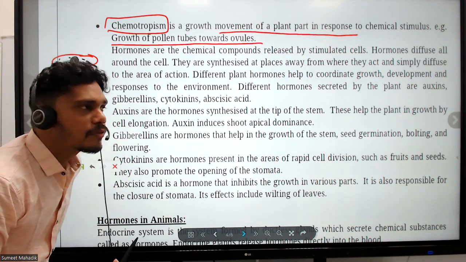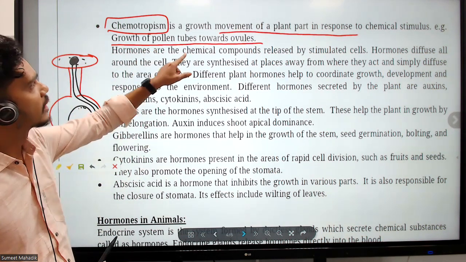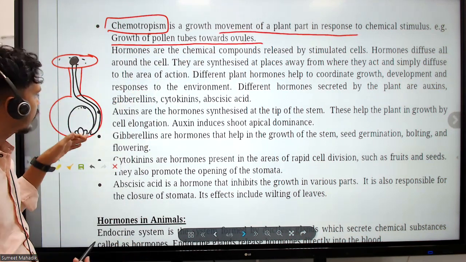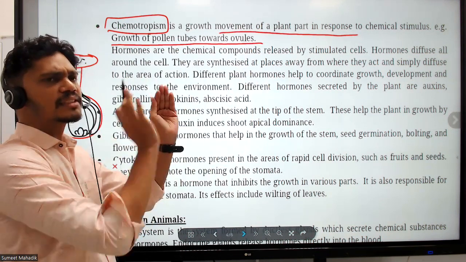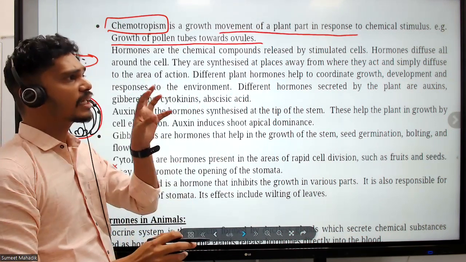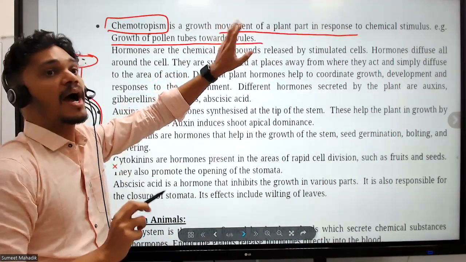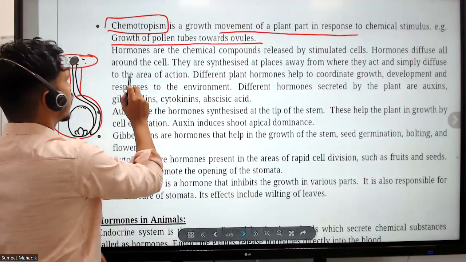So who is responsible for that? A chemical response. So, example, towards the ovule, right? See, the egg cell is here. Synergids are on the sides. So synergids are giving information: I'm here, come here, via chemical. Okay. So that is chemotropism.